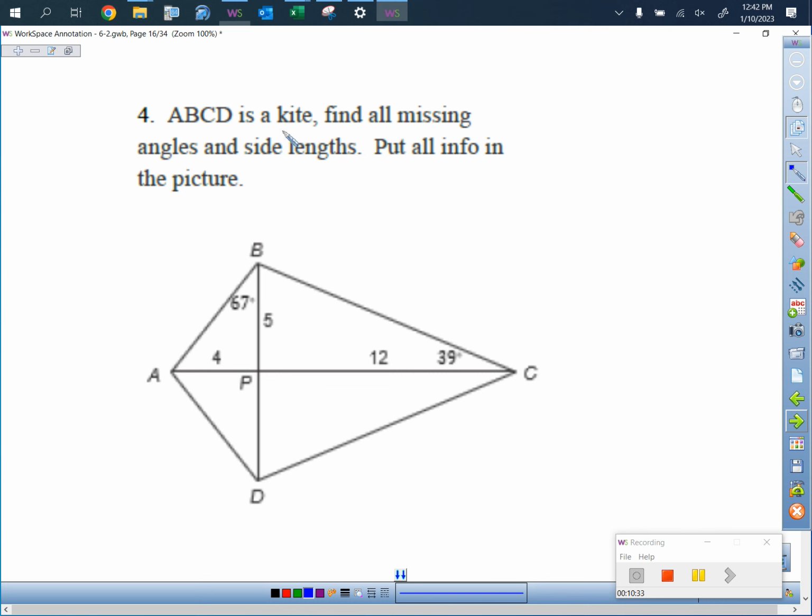ABCD, question: is it a kite? What do you think, yes or no? Yeah. Marking stuff. They say find all this junk. This is going to be a lot of homework questions, I won't lie to you.